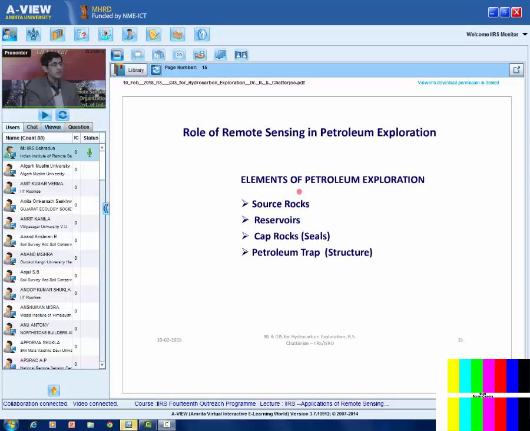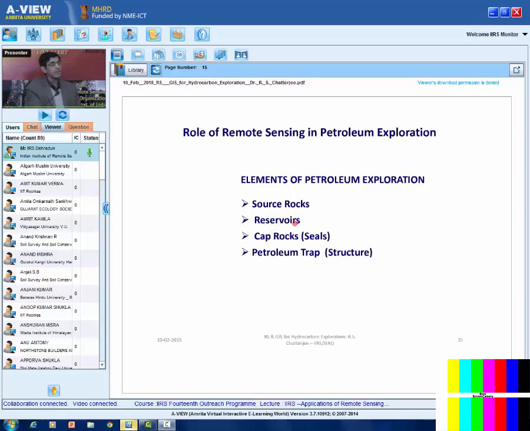Then after it is formed, this petroleum, like oil and natural gas, migrates from the source rock to the rock where there is a lot of open space. It has a lot of porosity and permeability, so that this oil and gas can be accumulated in large volume. So this is the reservoir rock, okay? And after it is accumulated in the reservoir rock, what happens?